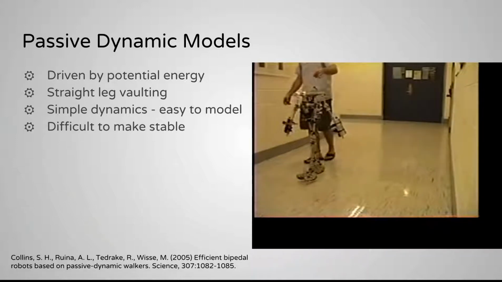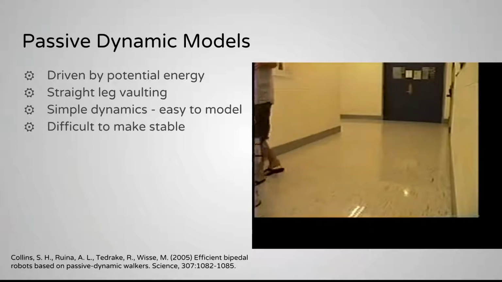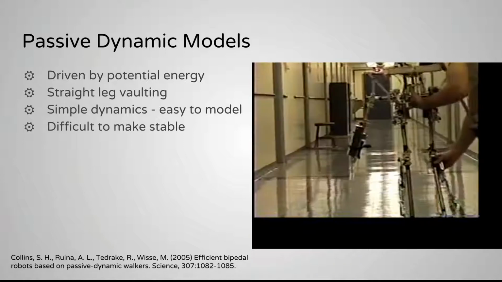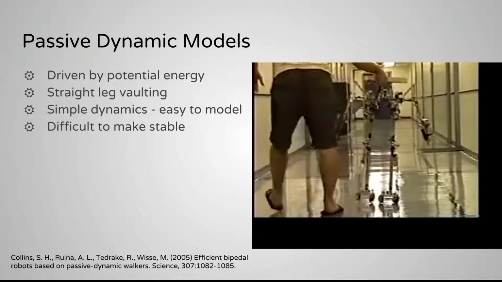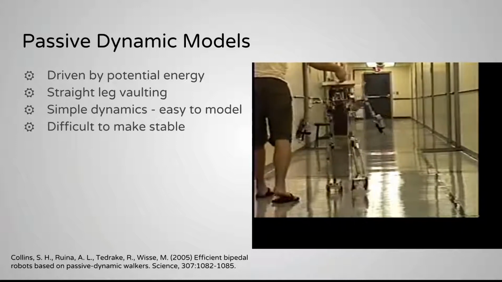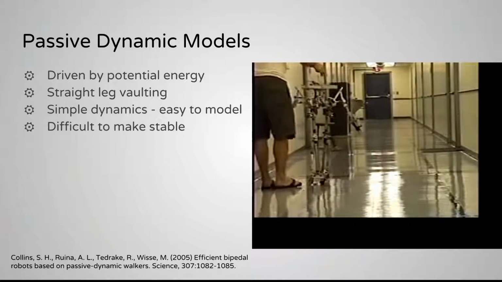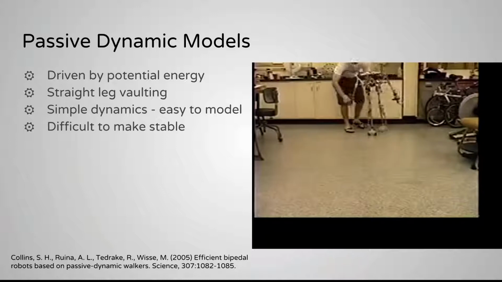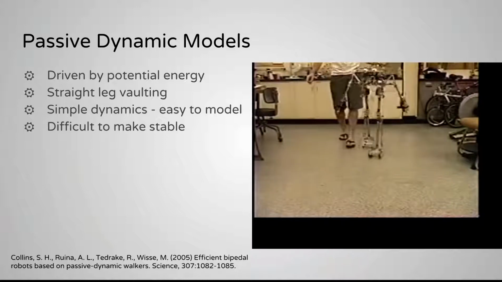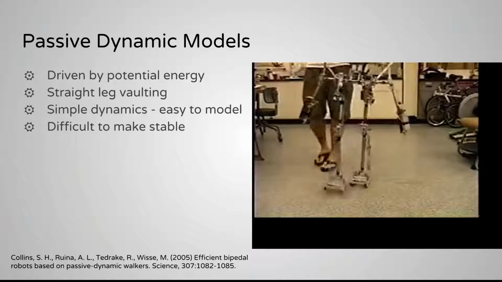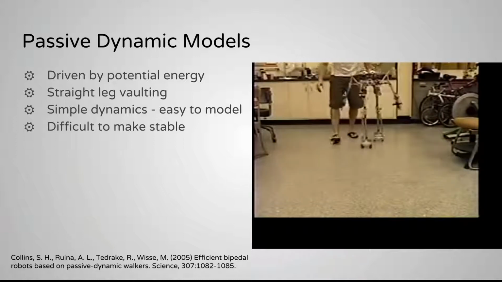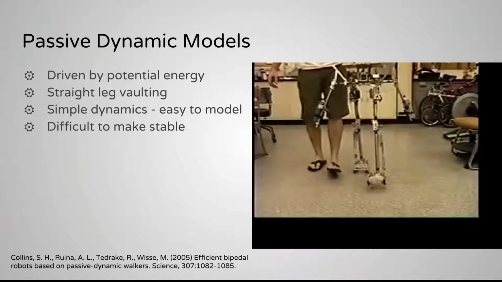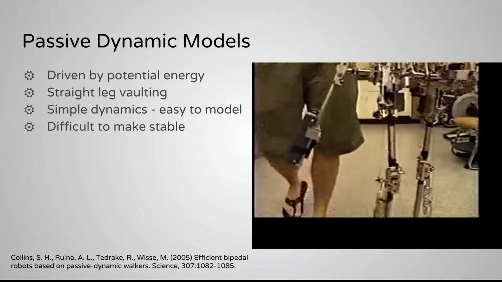Here's a slightly more modern or up-to-date equivalent. So this is a model developed by Collins, Ruina, and Wisse at Cornell University, and their model was able to demonstrate a much more natural gait was possible by designing a robot based on these passive dynamic design principles. So passive means that it doesn't have any energetic input. There's no actuators on this thing. It's completely free from any energetic input. And of course, it's a dynamic model because it's in motion. And it's driven by potential energy alone.